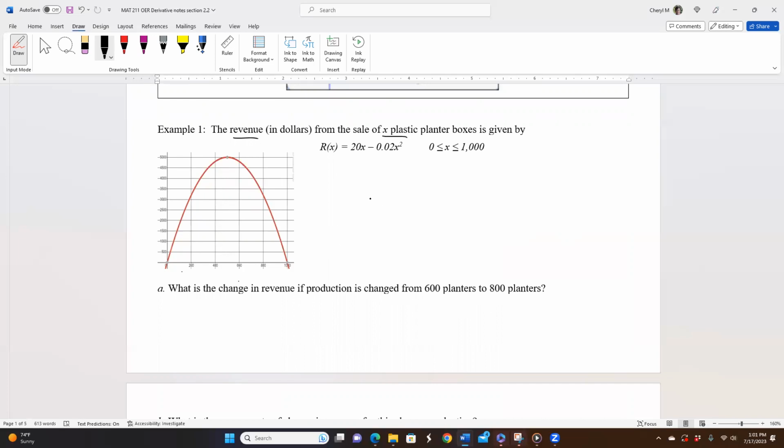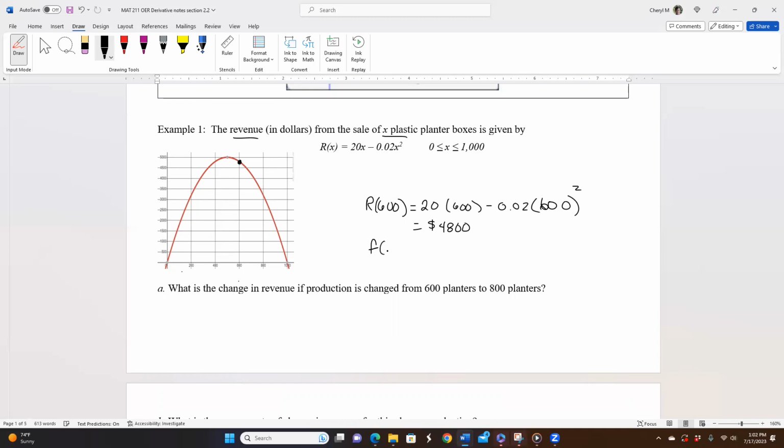So let's find R of 600. The R value at 600, it's kind of hard to see, but whatever that would be. To find it, we can plug it into the formula. So we'll have 20 times 600 minus 0.02 times 600 squared. Now, if you plug that into your calculator, you're going to get $4,800. Does that sound about right? If this is 45 and that's 5,000, that could be about 4,800.